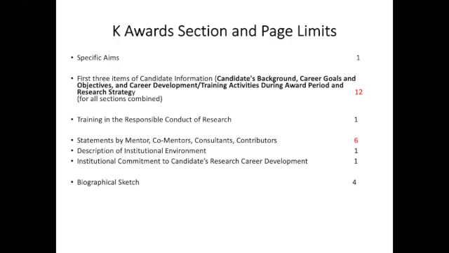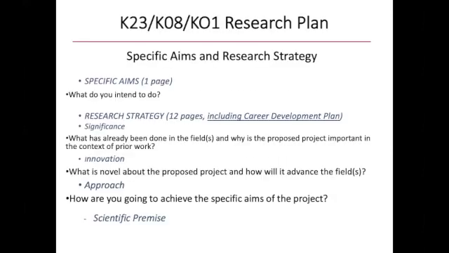As I mentioned to you, the specific aim is 1 page. Then you have the candidate background and the research strategy, that is 12 pages. The training on the responsible conduct of research is 1 page. And then you can see here the mentors' letters and co-mentors is a total of 6 pages. And then you have a description of the environment and the institutional commitment for your career. So let's go back to the aims.